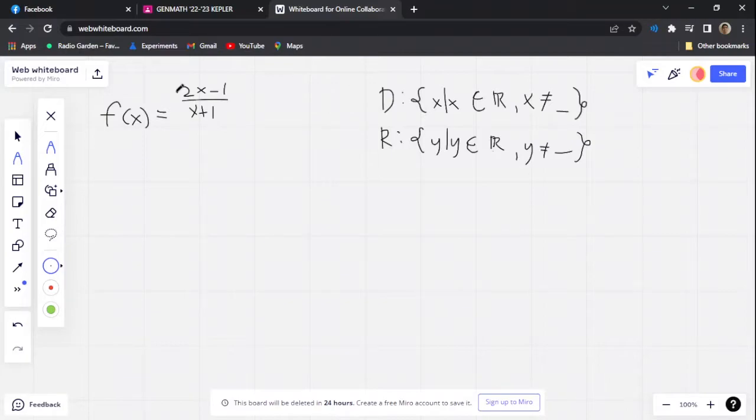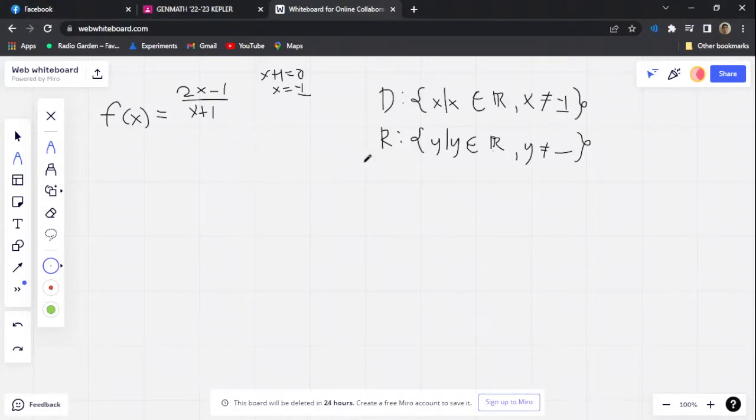So, ang una natong pangitaon is ang atong domain. Ang pagpangita sa atong domain, we need to equate our denominator to 0. So we would have x plus 1 is equals to 0. We would have x is equals to negative 1. So, ang atong domain would be set of all x's such that x is an element of all real numbers wherein x is not equal to negative 1. Mao na atong domain.